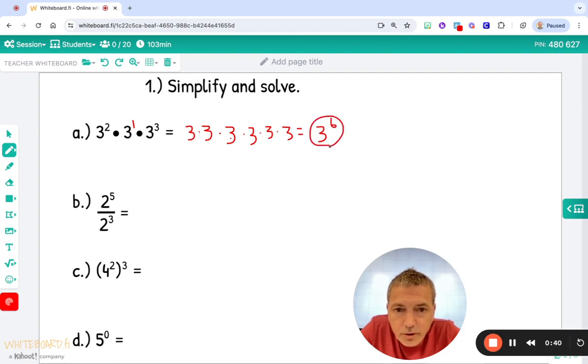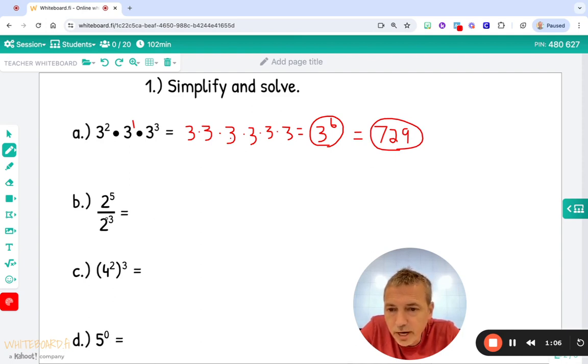Now, I think we figured out a rule here, right? When we're multiplying the same base with exponents, we can add those exponents, right? 2 plus 1 is 3, and 3 plus 3 is 6. So that's like a little shortcut, right? You don't have to do that every time. Well, 3 to the 6th power, if I type that on my calculator, that's 729. So it says simplify, which would be 3 to the 6th, and then we solved it, 729.